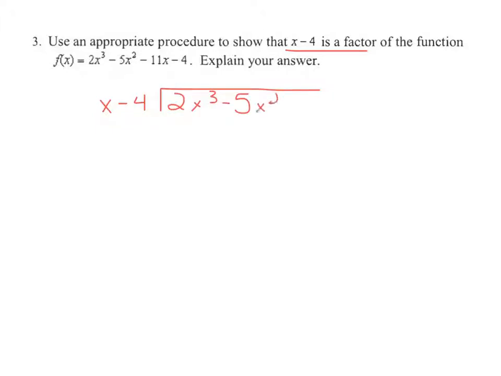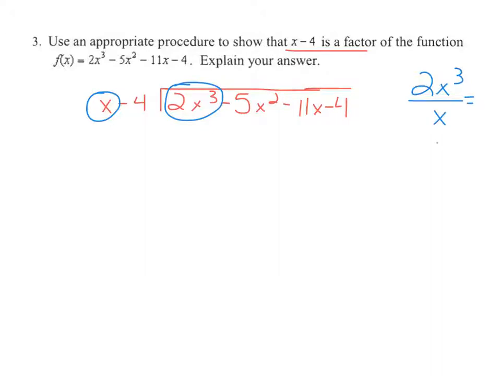And the first question we're going to be asking is how many times does x go into 2x cubed? If you want to write division on the side to figure this out, we can. So if I do 2x cubed divided by x, I get 2x squared. And that's what I'm going to write above this division sign. Our next step is to multiply this binomial by 2x squared and write it below the function. So I get 2x cubed minus 8x squared.